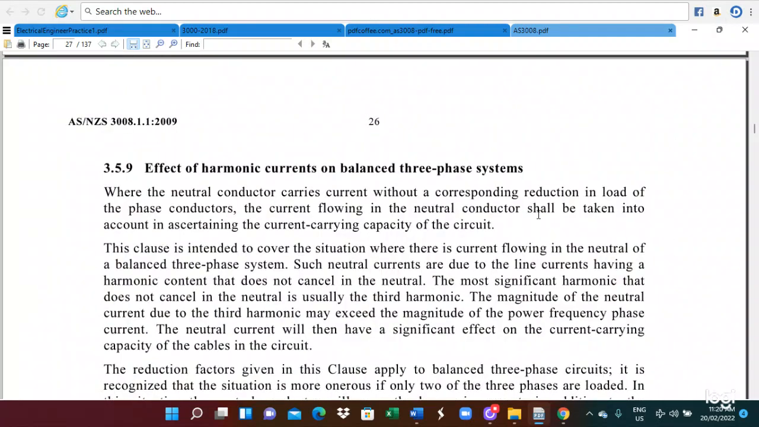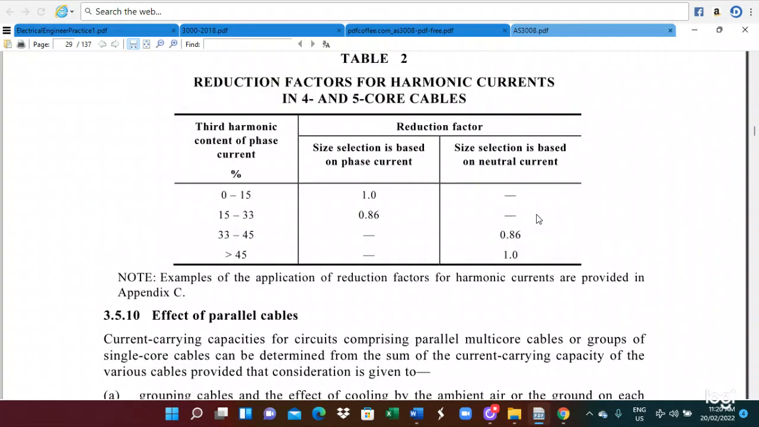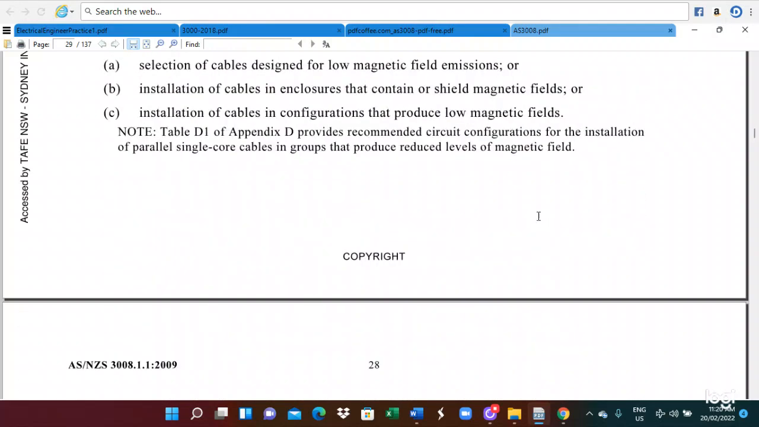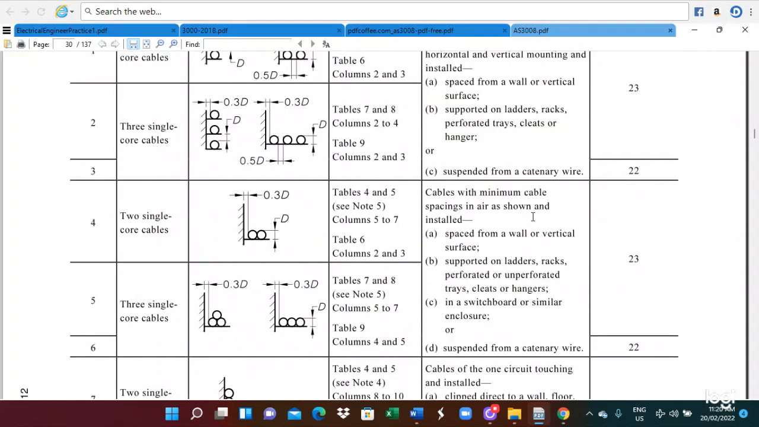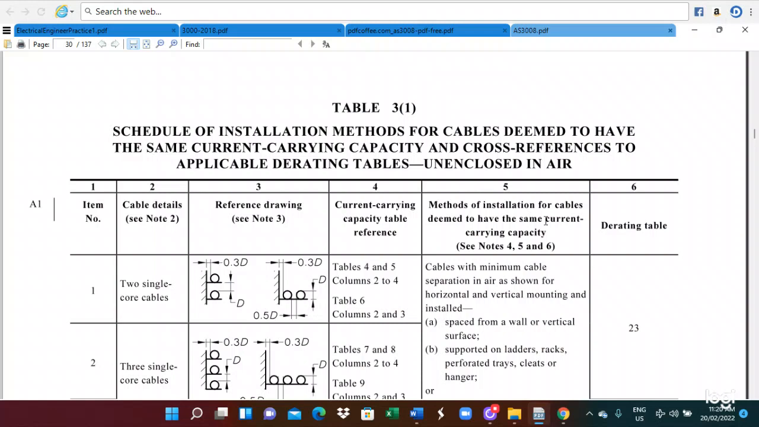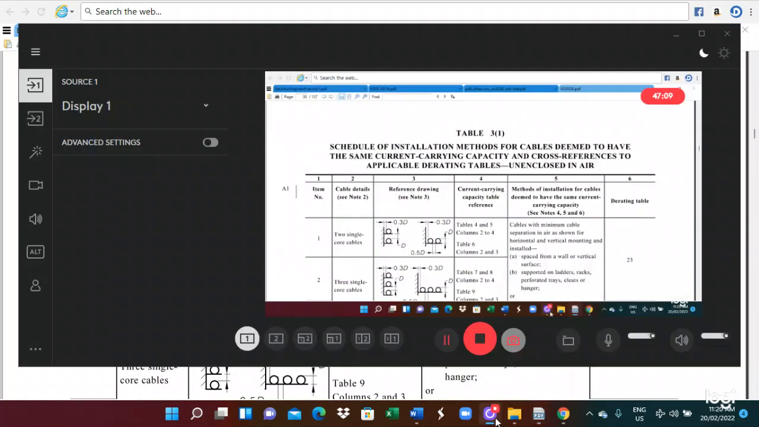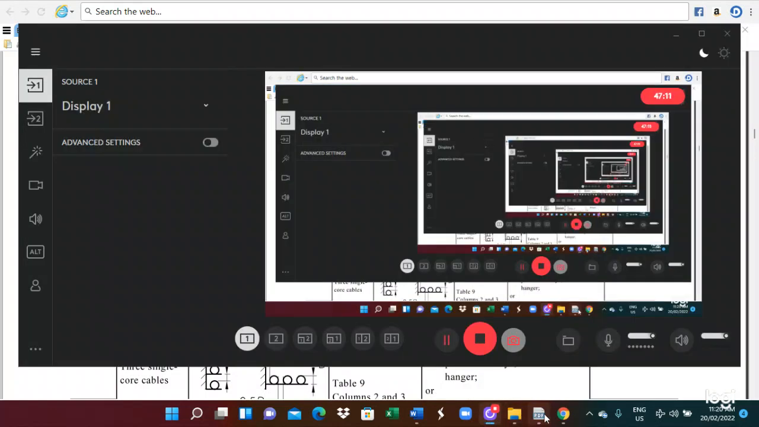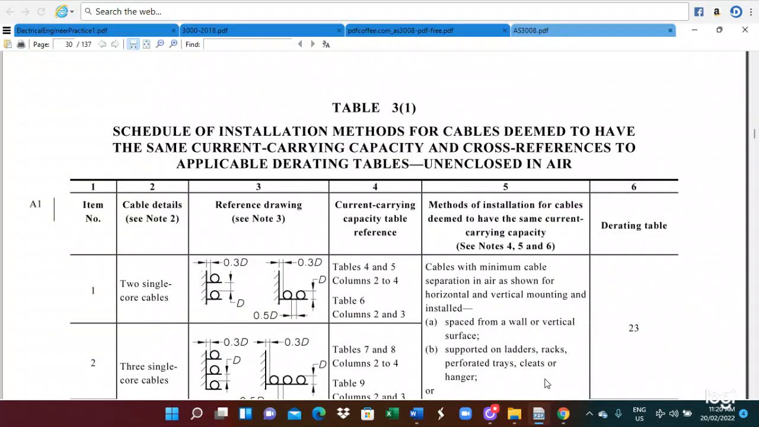Table 2. Here is table 3.1, which schedules all the installation and the methods for the cable. They need to have the same current carrying capacity.